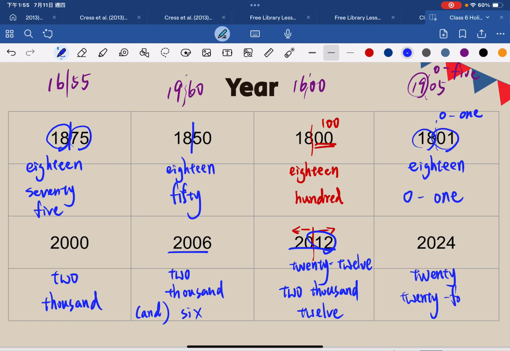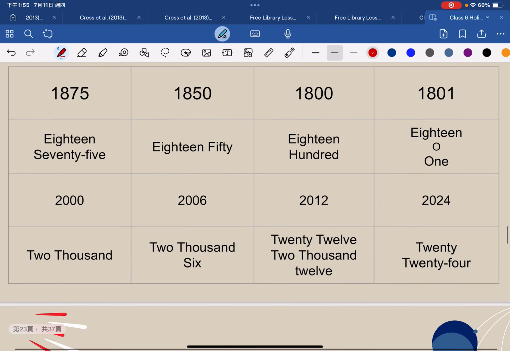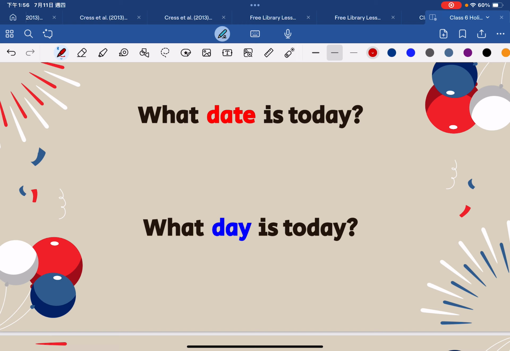That's right. So let's go through this again. 2000, 2006 or 2006, 2012 or 2012, and 2024. Great. So here is the type of answers. If you want, you can screenshot it or write it down. Then let's move on, so we know what is the year and what is the date.